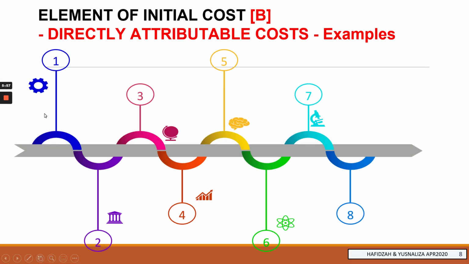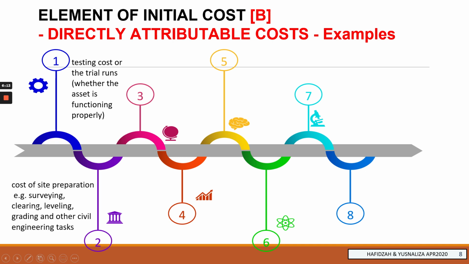So these are some elements that are included, or some examples of directly attributable costs. The first one is the testing cost to see whether or not the asset functions properly, a trial run, for example. Cost of site preparation before you can construct a house or a building, such as surveying, clearing, leveling, grading, and any other civil engineering tasks. Insurance on purchase of the asset, shipment insurance, is basically also included.